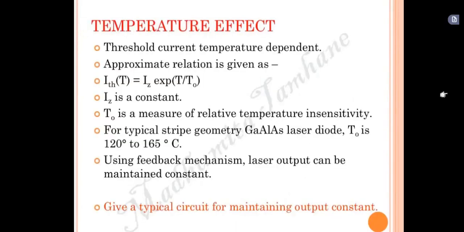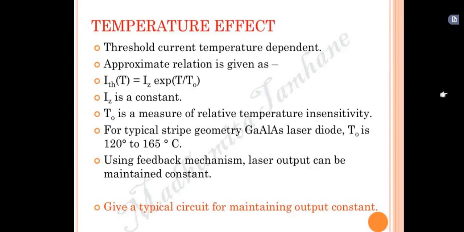Next, what is the temperature effect that we want to see? We have seen the graph, now we will see the derivation of it. The threshold current's temperature dependence is given by the approximate relation I_TH(T) = I_z e^(T/T_0). What is I_TH, students? This is the threshold current, right? We always know threshold is a value, a minimum value, beyond which it works.